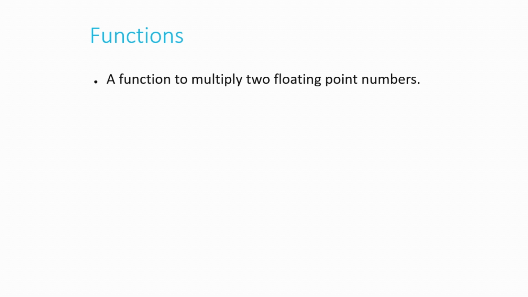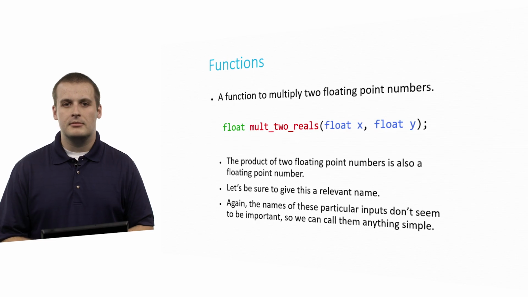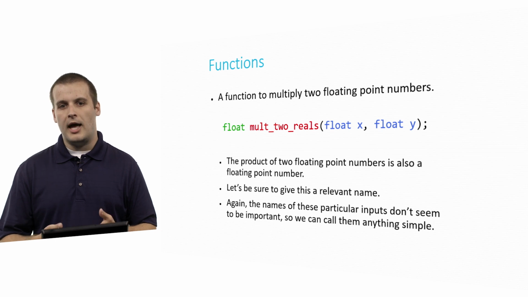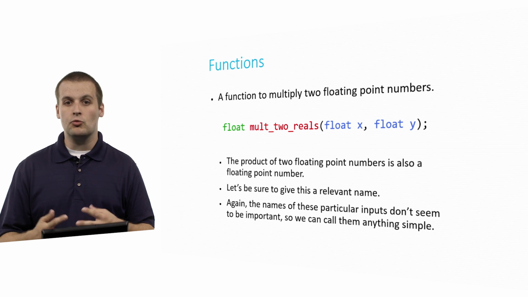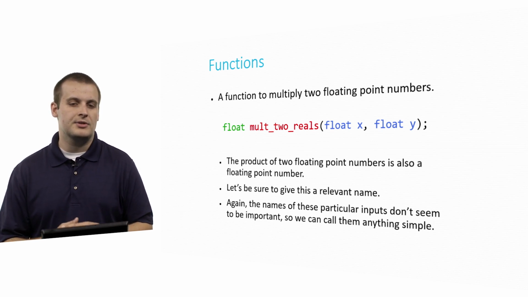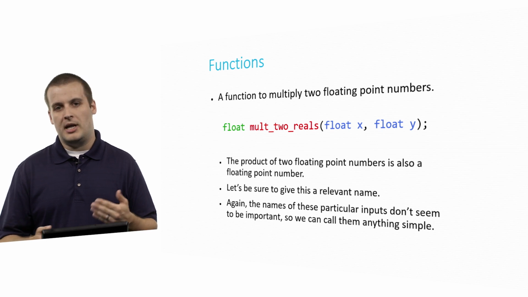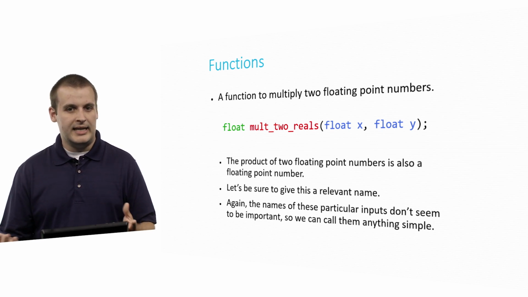All right, hopefully you paused the video. So let's take a look at an example of one possible declaration. float mult2reals(float x, float y); The product of two floating point numbers, which recall are how we represent real numbers or numbers with decimal values in C, is going to be a floating point number. When you multiply a decimal by a decimal, you're probably going to get a decimal.